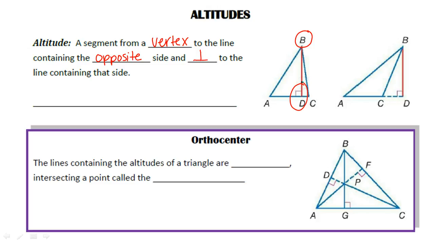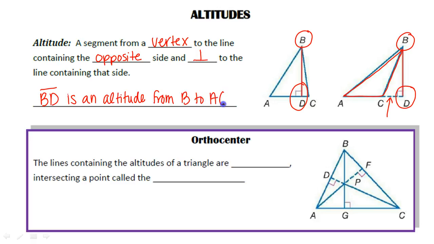Over here we have an obtuse triangle. So we're going from vertex B, but we can't draw an altitude inside the triangle because it wouldn't be perpendicular. So it's going to be perpendicular to this line containing the opposite side. In both cases, BD is an altitude from B to AC.